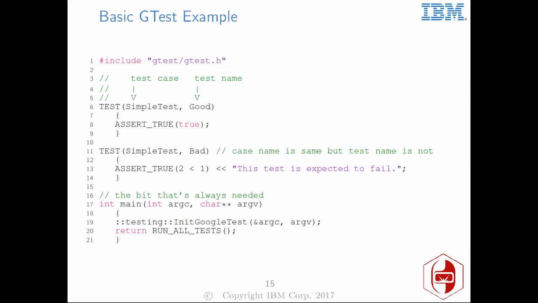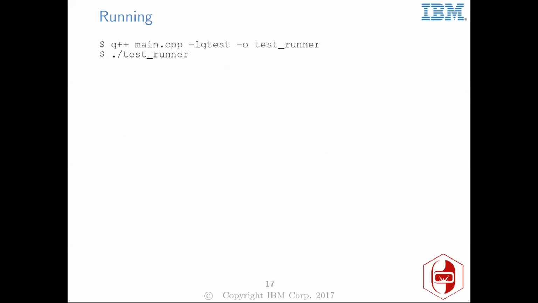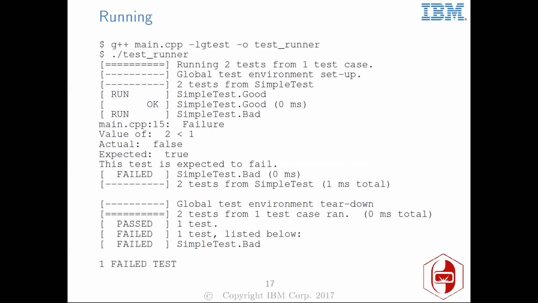And then the bit that's usually needed, not technically always, but it's always good to have, is of course the main function that is going to initialize the Google test framework for us and run all the tests we implement. So before running it, of course, because this is C++ code, we have to compile it, making sure that we link in the Google test library. And then once we run the test suite, we get output that looks something like this.